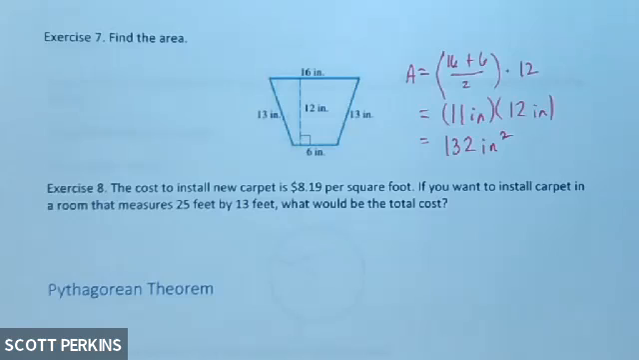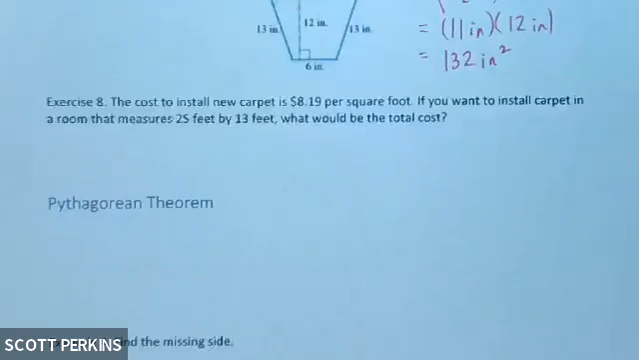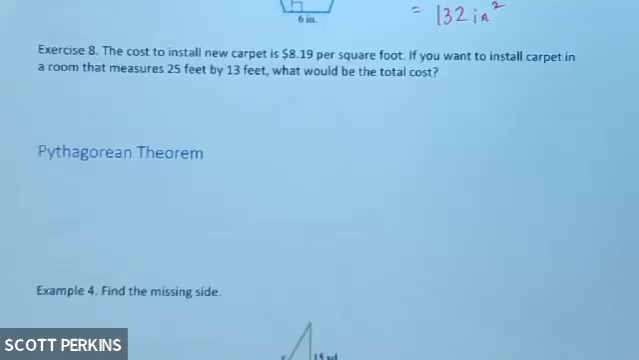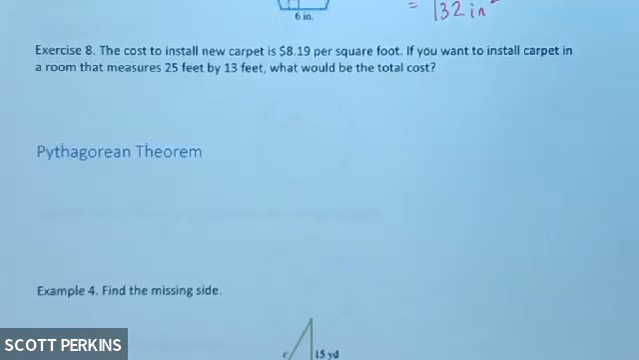I've got one more area problem. As far as what we're doing now, this is a mild application problem, just trying to apply this a little bit. So exercise 8 says this: you want to put some new carpet in your living room. So the price to install new carpet is $8.19 a square foot. If you want to install carpet in a room that is 25 feet by 13 feet, we're just assuming it's a rectangle. Okay, what would the total cost be?